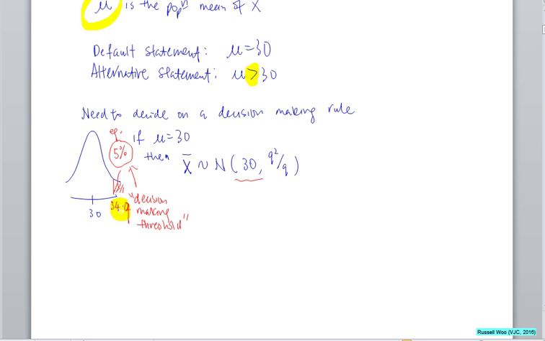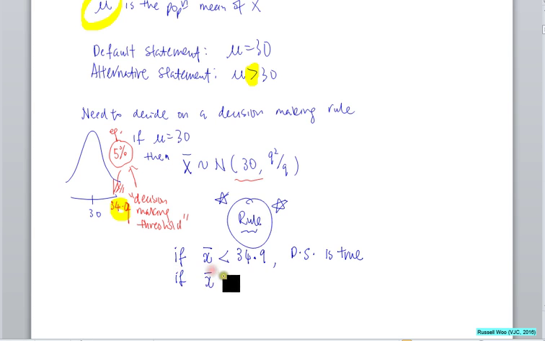So now we are very happy. Now we are very scientific. The rule is this. Yay, we have a rule. If our X bar, which is the data you collect, out of 9 occasions, remember, is smaller than 34.9, that means it lies here. Then we say, okay, we can therefore say that the default statement is true.